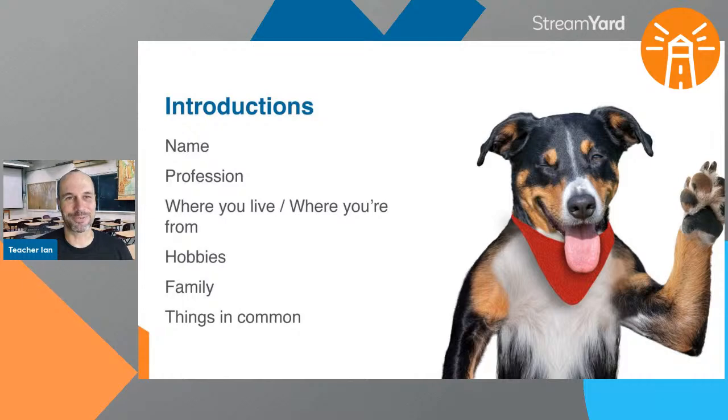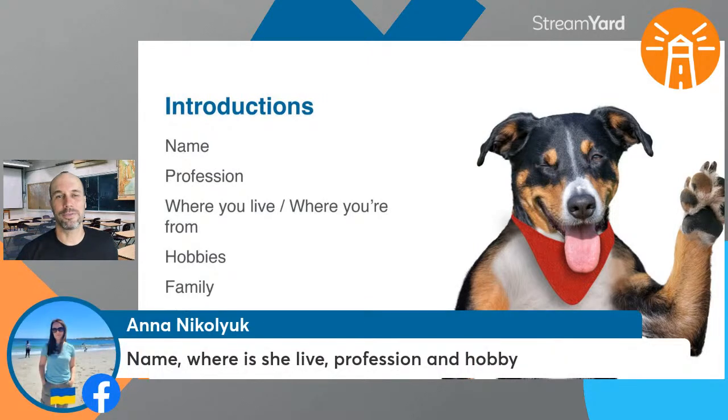All right, that was fast. That was quick. Who is it and what information did she share? Do we need to listen again? So just put it in point form. If you caught the name, what's her name? What's her profession? Where does she live? And what's her hobby? All right, very good, Anna.